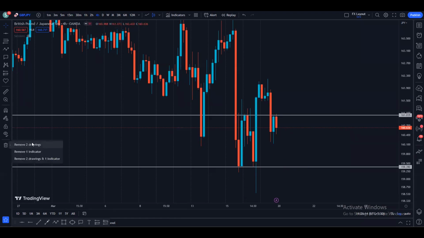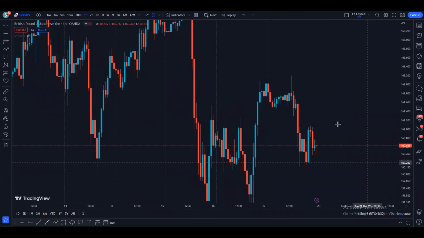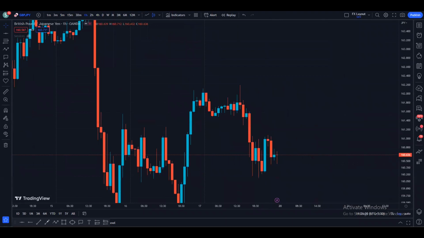Now let's see what is happening on the lower time frames. On the 1-hour time frame, starting from the top point, we made a lower high because the price did not close above the previous high. We also did not break the previous low. So basically we are bearish on the 1-hour time frame, and we are anticipating the price to break the support and continue going to the downside.